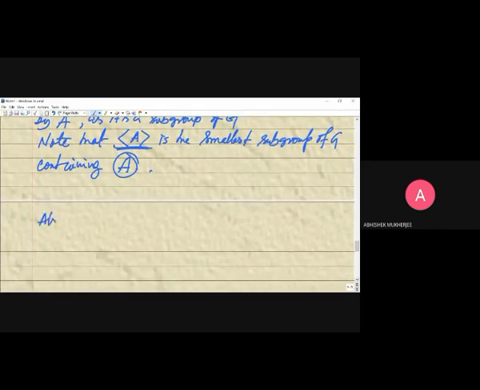Also, suppose you consider A to be the empty set phi, then what is the smallest subgroup of G containing A? A has no element. So what would be the smallest subgroup of G containing A? It is the singleton E.